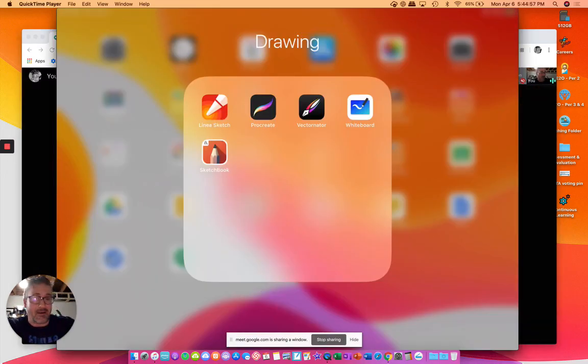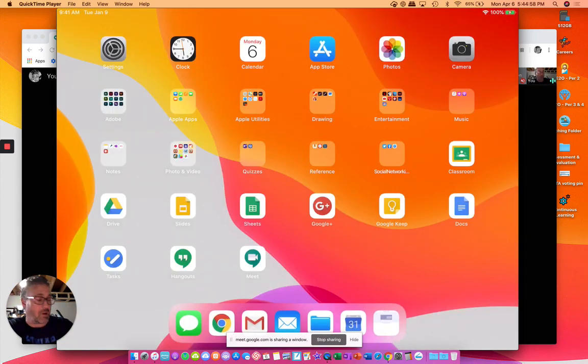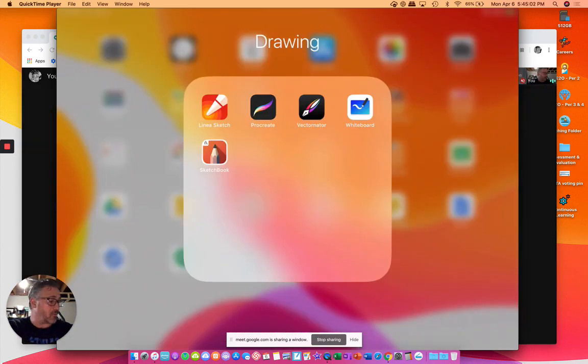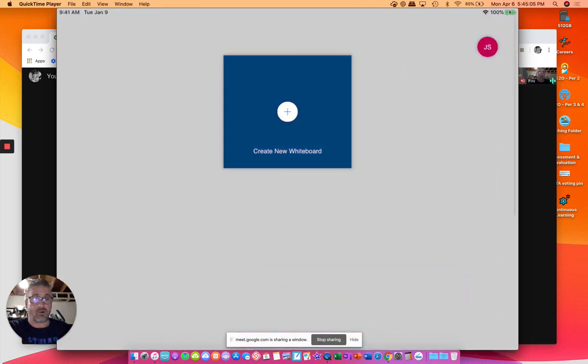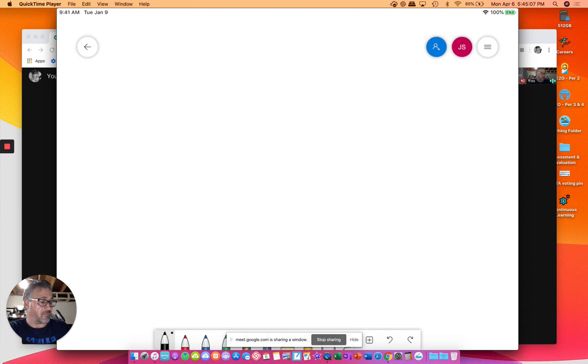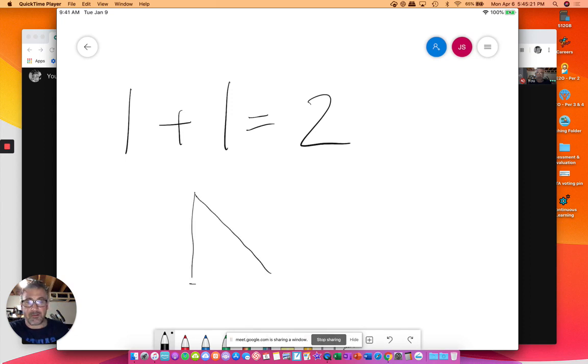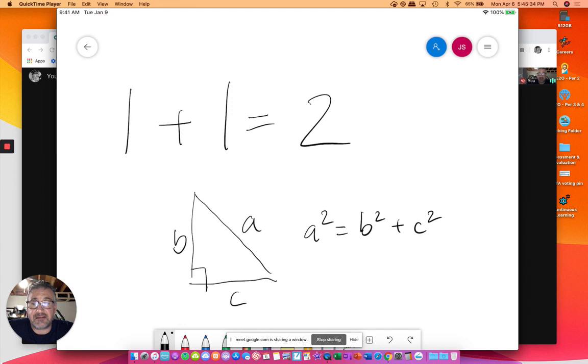So here I am. I want to do a whiteboard. So I go to my drawing, tap on my whiteboard software, create a whiteboard, and there it is. So if I'm doing math equations, 1 plus 1 equals 2, it'll show up there for them. I'm writing, can teach them, a squared equals b squared plus c squared. All right, so that is it for that one.